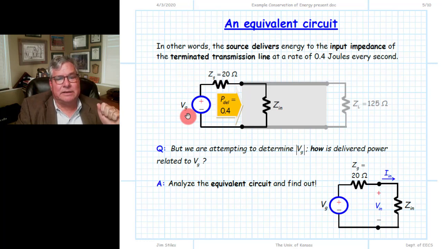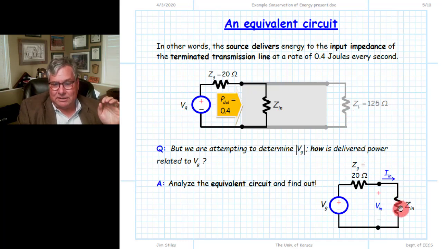Well, the way we determine that is to come up with an equivalent circuit. In this case, we're going to take everything to the right of this plane and come up with the equivalent circuit, the input impedance of this structure. And once we do that, we have this equivalent circuit. And now we ask ourselves, if I know that the source is delivering power at the rate of 0.4 joules per second, or in other words, I know that this input impedance is absorbing power at a rate of 0.4 joules per second, I know how much this is absorbing. If I know Zin, under that condition, I can determine the magnitude of Vg. So let's see how we might do that.